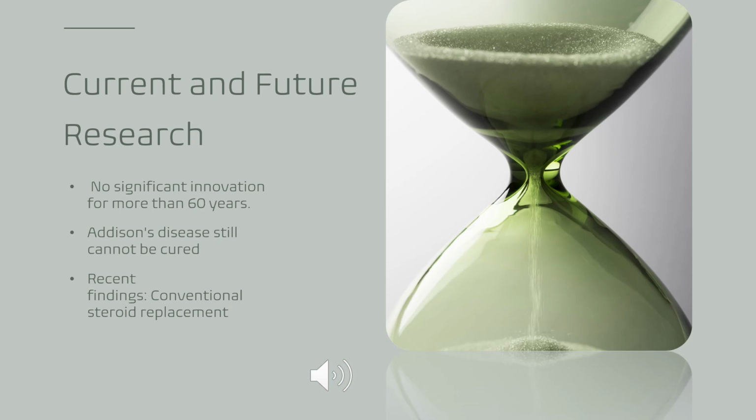There actually has not been any significant innovation for more than 60 years to cure Addison's disease, meaning there is still no cure for this disease. But the most recent finding is about a conventional steroid replacement, which consists of 2 to 3 times daily oral hydrocortisone and once daily fludrocortisone.